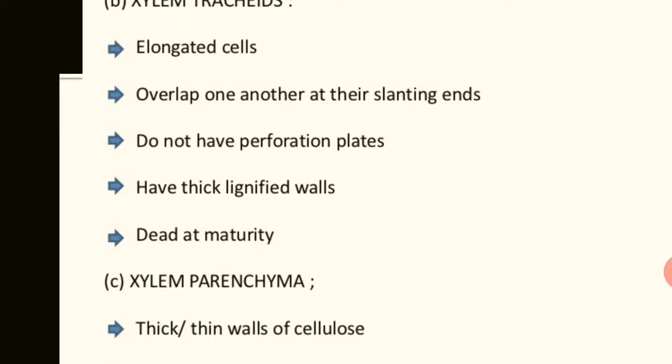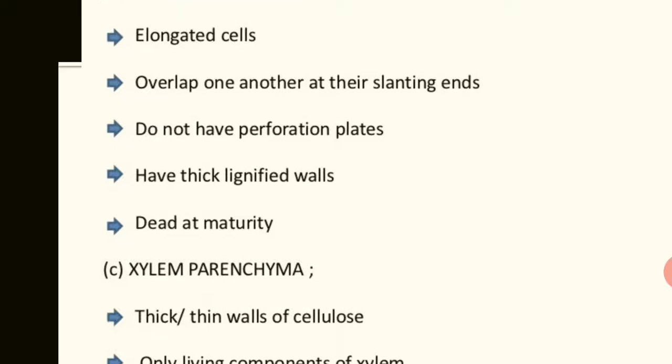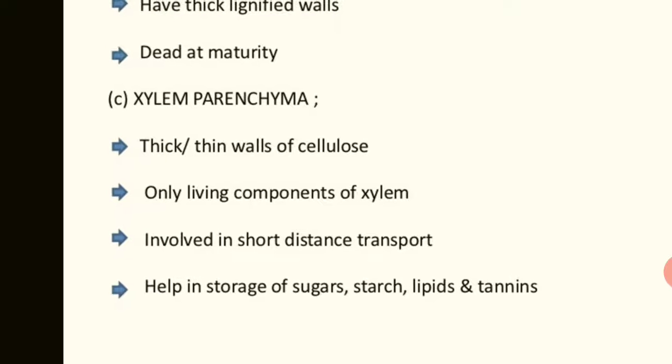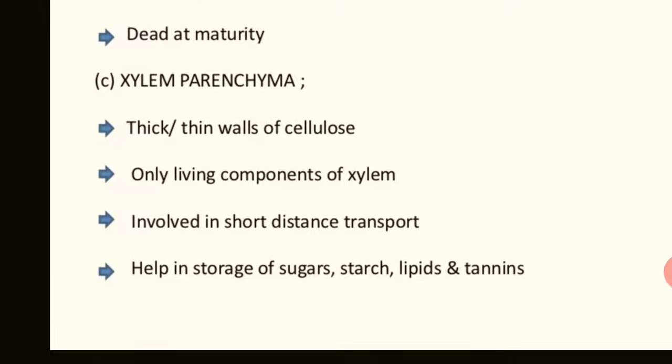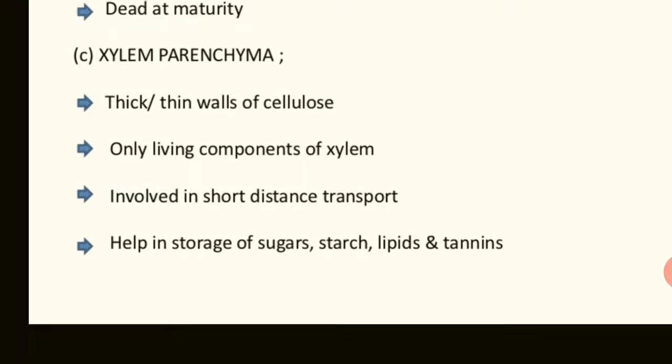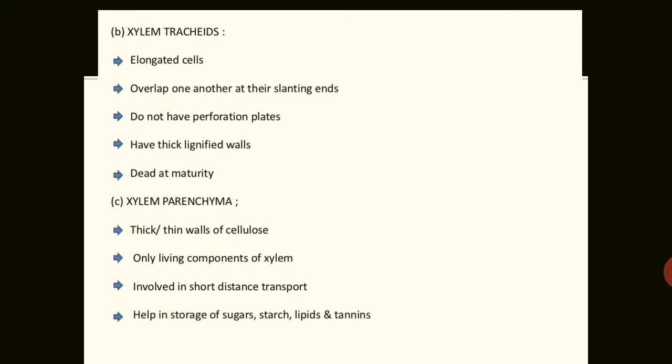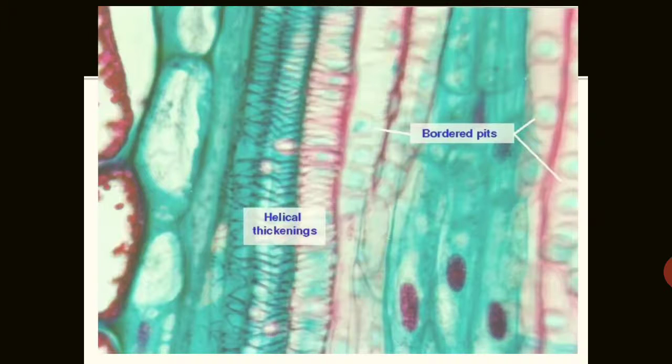Xylem parenchyma, the third one, has very thin walls of cellulose. Only the living components of the xylem are involved in short distance transportation. It also helps in the storage of sugar, starch, lipid and tannin in plant tissues. These are the helical thickenings and bordered pits that are present. A pit-like appearance is found in the xylem vessels.